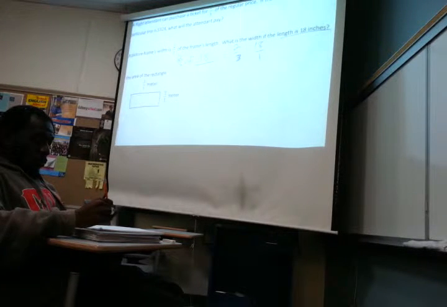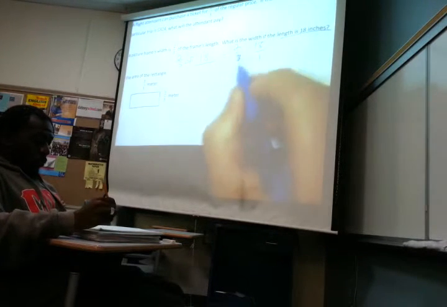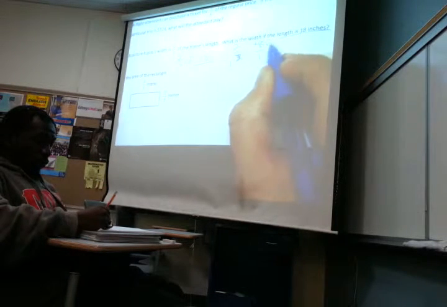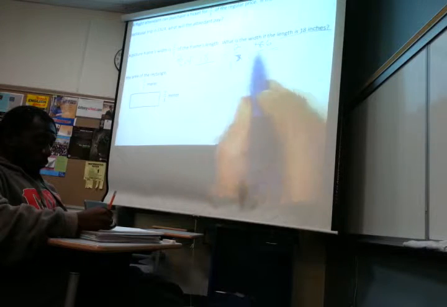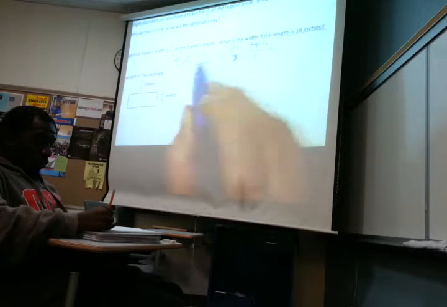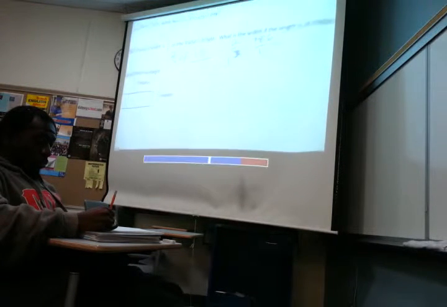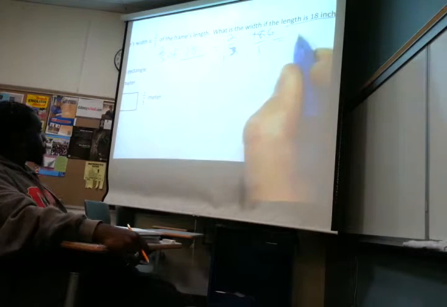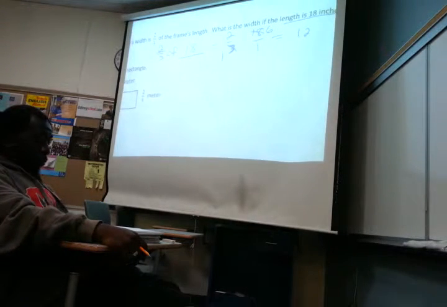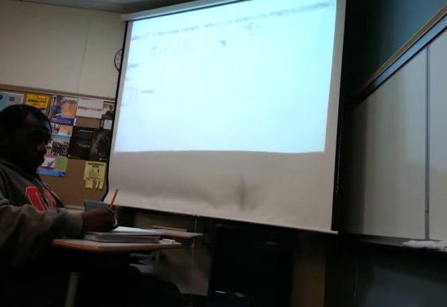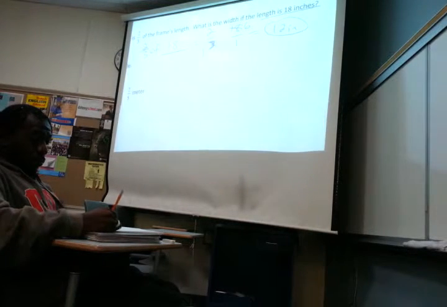And now you just attack it like normal. What can I do? 3 goes into 18 six times. What did I get there? 12. I like it. 2 times 6 is 12 over 1. I don't really need that. So it must be 12 inches.